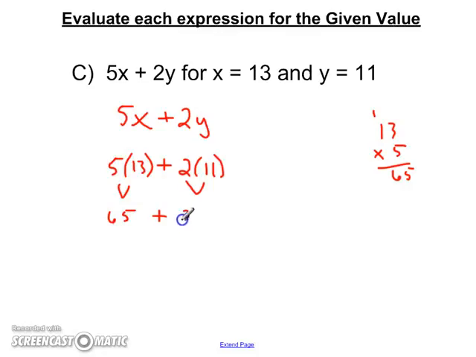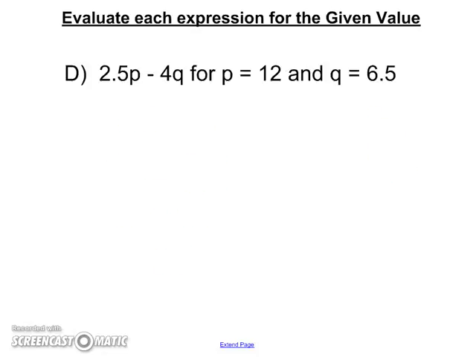2 times 11 is 22. Okay, now if you need to, again, you go to the side, you line up 65 and 22, put it in the calculator, or in this particular case, 5 plus 2 is 7. Those are my ones. 6 plus 2 is 8. 87, and I'm completed. So in this particular case, 2 variables going on. All right, and again, 2 variables going on.